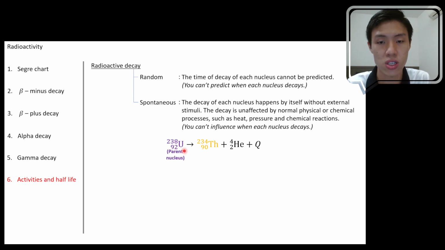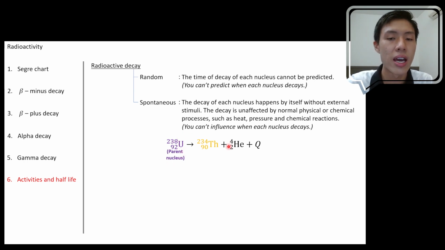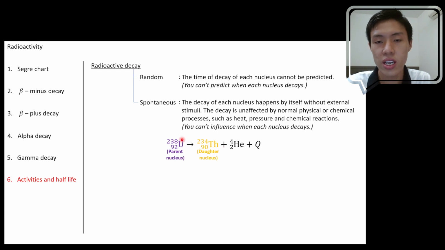Okay, if it's plural, then parent nuclei. Then the product over here, we are going to call it daughter nuclei or daughter nucleus. Parent is the one we have initially. The result, we are going to call it the daughter nucleus.